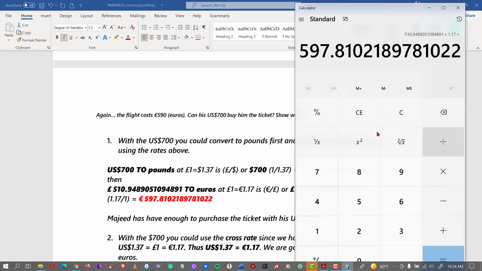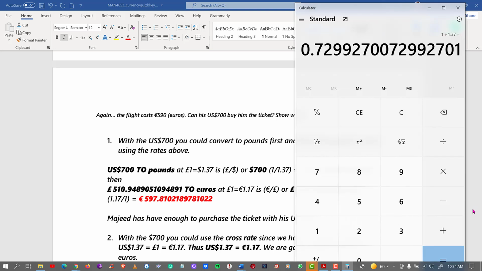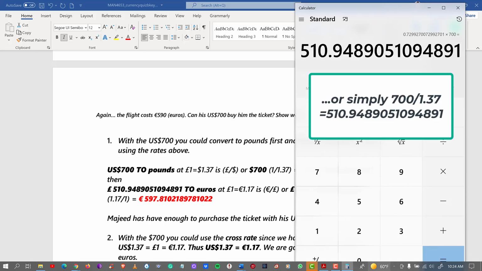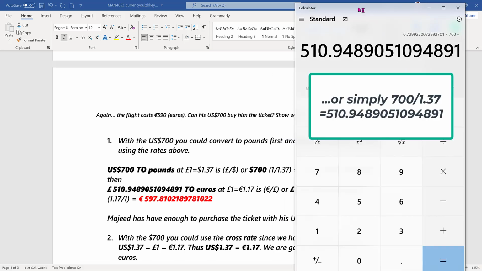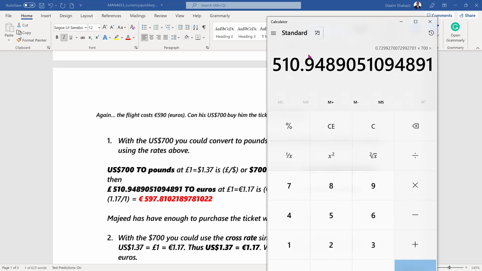You pull out the calculator, and you have 1 divided by 1.37 equals 0.7299 etc. This is how much $1 is equal to in pounds. If you know how much $1 is equal to, you know how much 700 are equal to. And that gives you 510.94 pounds. That's the first step. Now you have to find out how much 510.9489 pounds are in euros.